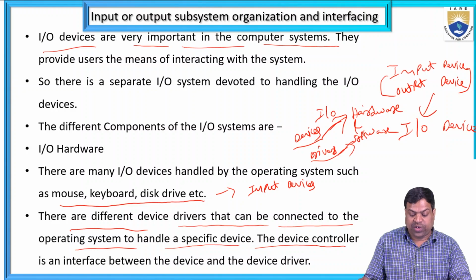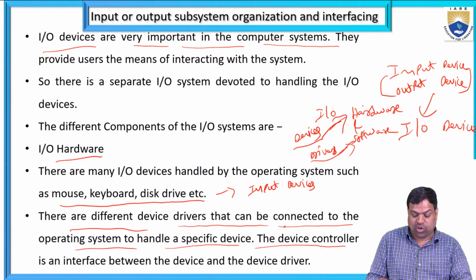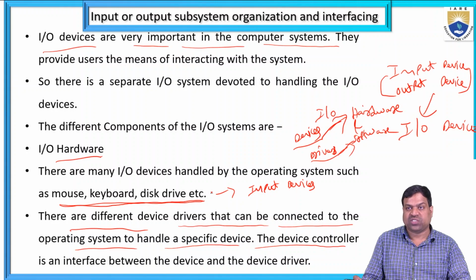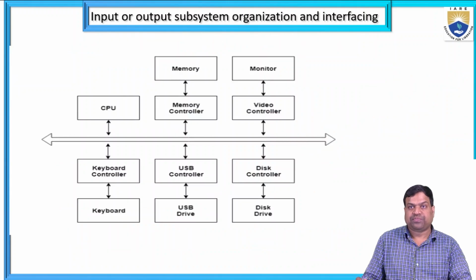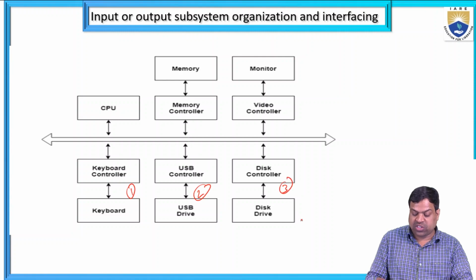The different components of the input output systems are input output hardware. Input hardware means we need some devices. So mouse, keyboard, disk drives are also devices which are connected to the CPU, and drivers are related to the software. It is one example of input output devices. Here I am taking the CPU. The CPU is connected to the keyboard controller and a keyboard. It is one interfacing. USB device is another interfacing, and the disk drive is another interfacing.